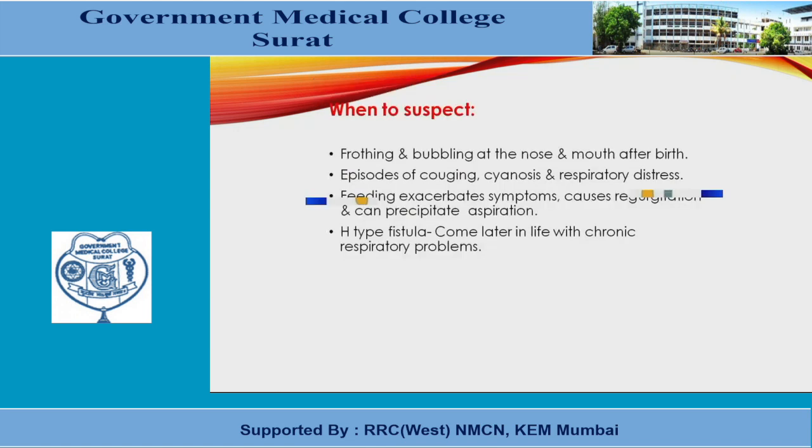So how will these babies present with esophageal atresia? There will be persistent frothing and bubbling at the nose and mouth after birth. The patient will have episodes of coughing, cyanosis, and present with respiratory distress. Feeding will exacerbate the symptoms. As there is an atretic part of the esophagus, when the patient is given feeding, it will cause regurgitation and vomiting, and respiratory symptoms with aspiration pneumonitis.